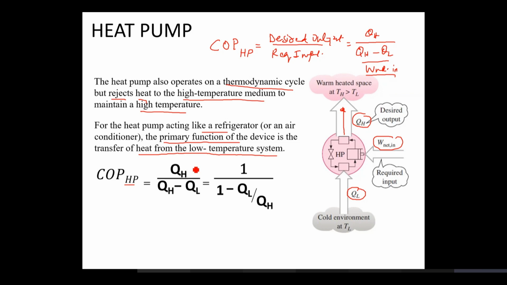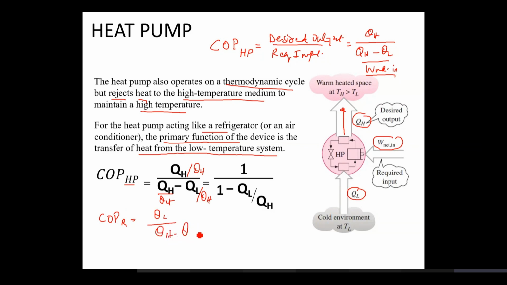And if you divide every term by QH, so QH divided by QH, QH divided by QH, and QL divided by QH, you would essentially have 1 on the top, you'll have 1 at the bottom minus QL over QH. Is it clear? Yes, sir.